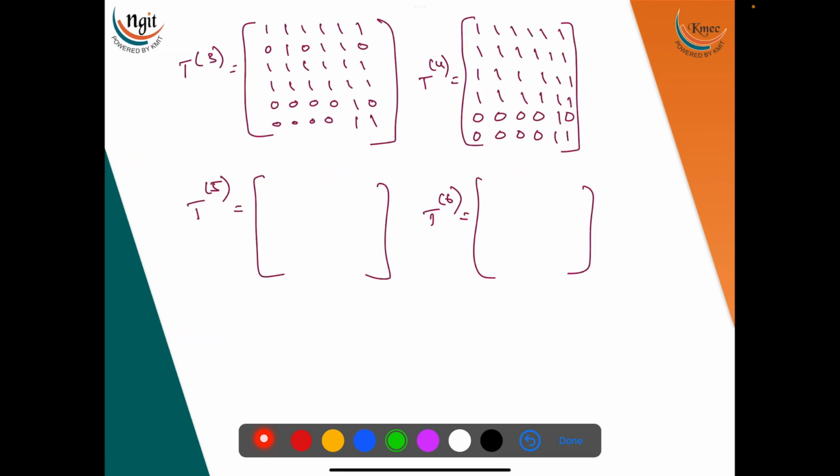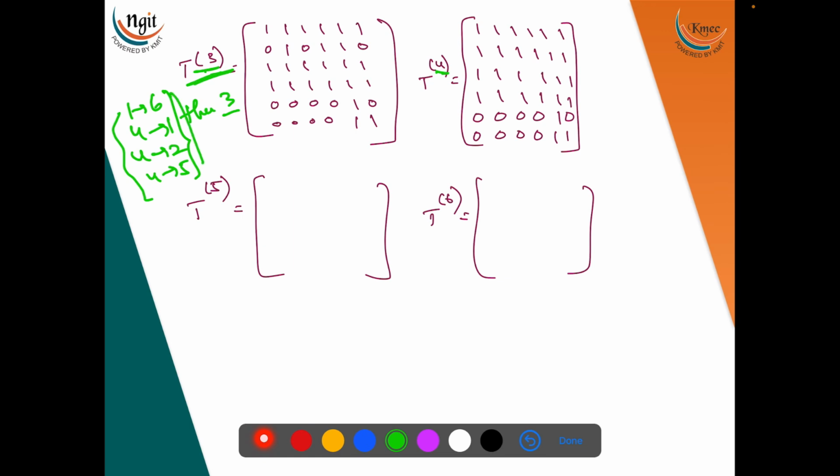Now we'll find out with the third vertex, and with the fourth vertex. When you find the transitive closure through the third vertex, you can make these reachability values 1 to 6, 4 to 1, 4 to 2 and 4 to 5. So for all of these, you take the intermediary vertex which is 3, and all these values are updated in the T3 matrix as 1.